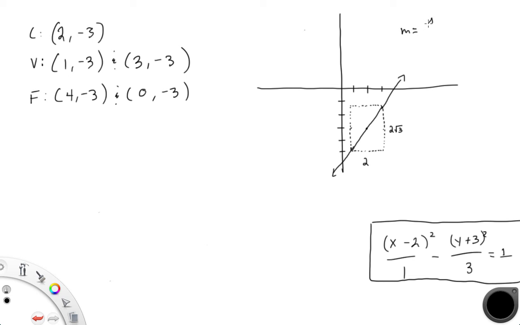Slope is like change in y over change in x, and if we just imagine starting at the bottom left of this box and moving to the top, as long as both of these points are on the line, this will work, right? We had to go up 2 root 3, and we had to go over by 2. So the slope is root 3, right? In general, that's just going to be the y number divided by the x number. In this case, it was the square root of 3 divided by 1, right?